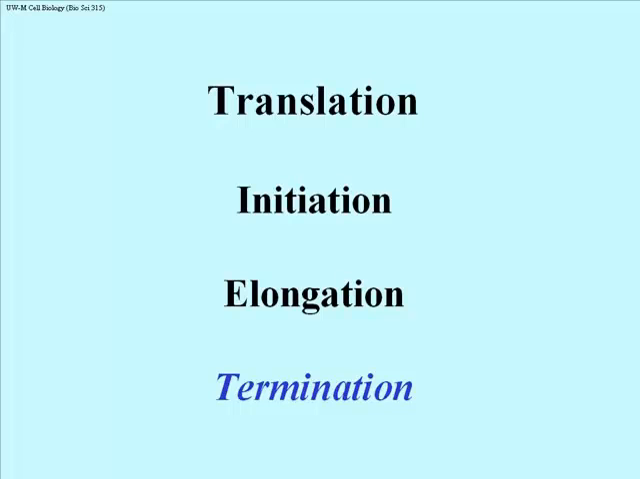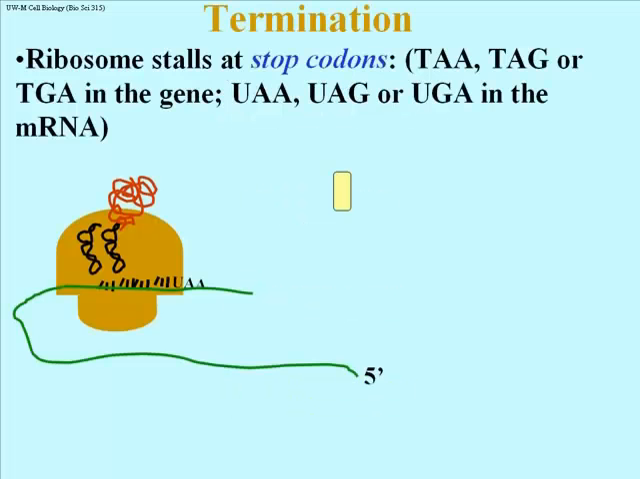This module is on translation termination. A ribosome that moves along a messenger RNA has to know when the translation process is over, and this is accomplished by termination signals on the messenger RNA. So let's take a look.